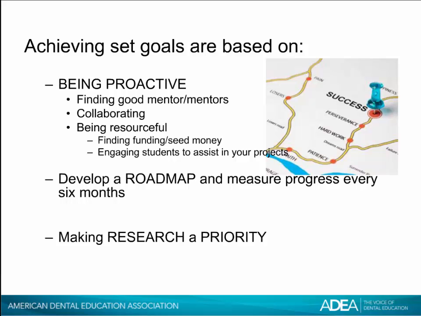To achieve the goals you've set for yourself, you have to be extremely proactive. Seek and find good mentors. Seek others within and outside of your institution, working in your area with common interests, and collaborate with them. Be very resourceful. Look for internal funding or seed money for pilot studies. In the early stages, every dollar counts. Volunteer to be a thesis advisor and engage these students in your projects and research. Develop a roadmap. Put it on your notice board and measure progress every 6 months. To be successful, you have to make a very conscious effort to make research a priority.